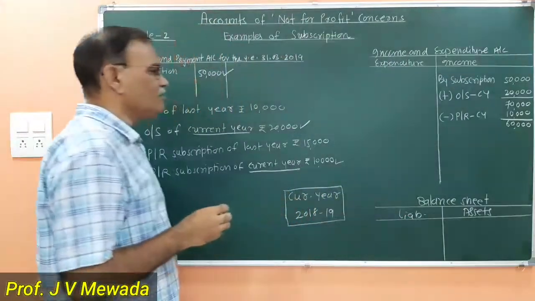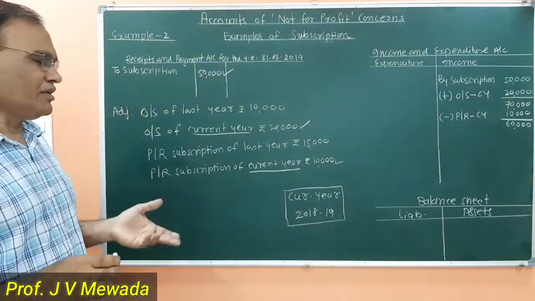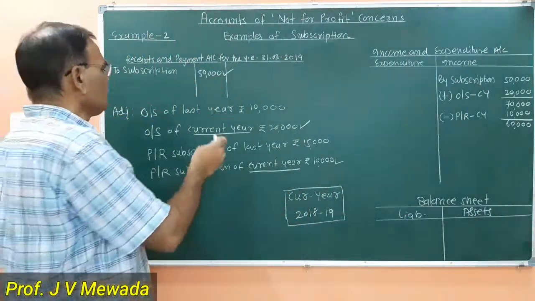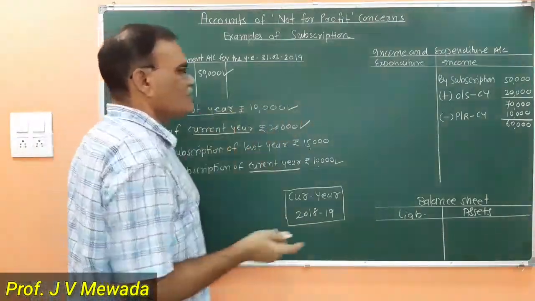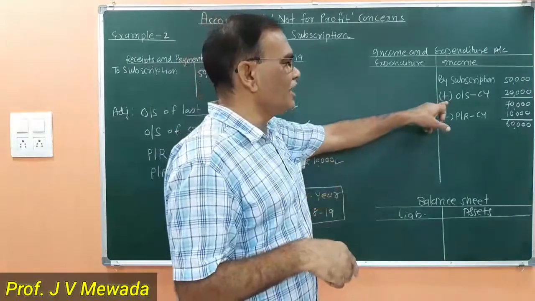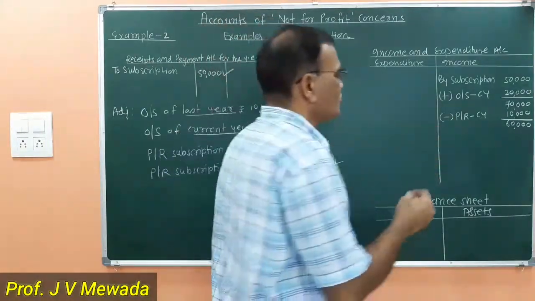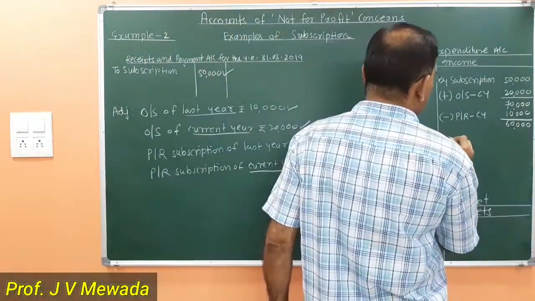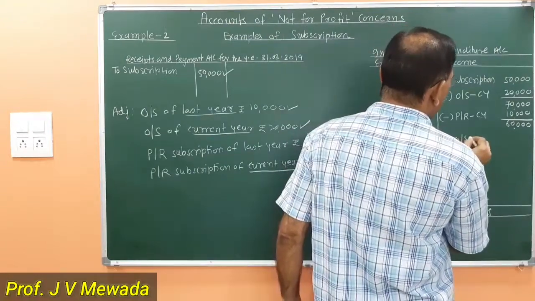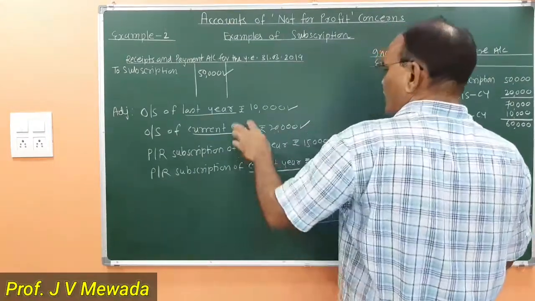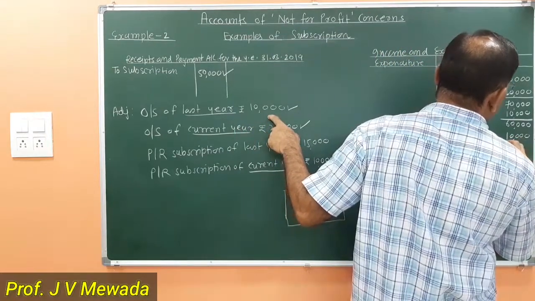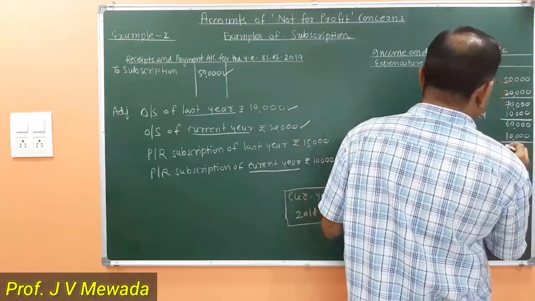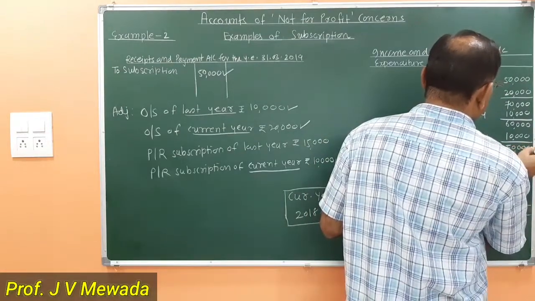Then we will take up the last year's figure. So outstanding of last year is 10,000. So we are going to subtract. Here we are going to add, so there we are going to subtract. So minus outstanding of last year, and that is 10,000. So now it is 50,000.